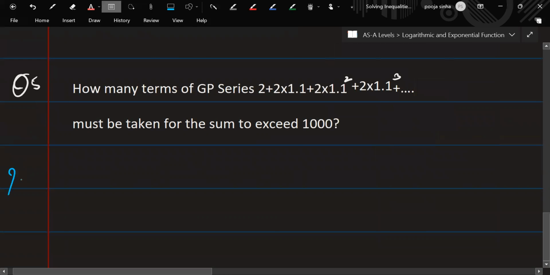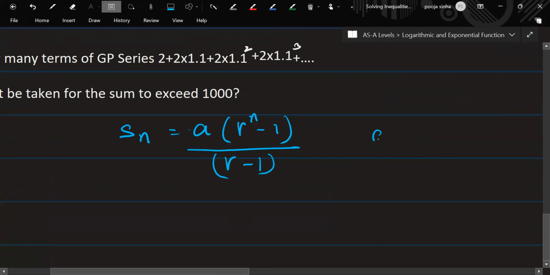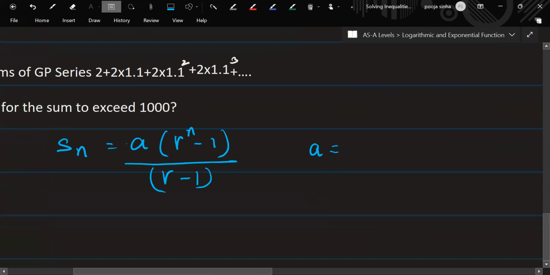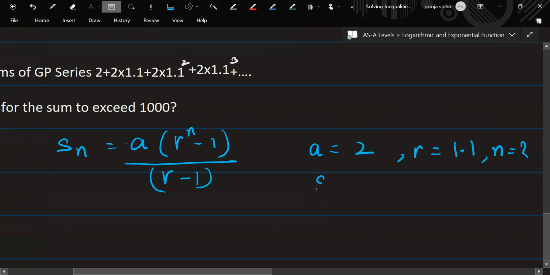So the sum will be a into r to the n minus 1 upon r minus 1. Now tell me, how much is a? 2. How much is r? 1.1. And what do we have to calculate? The n. So n we don't know. And what else do we know? Do we know Sn? No. It should exceed 1000.